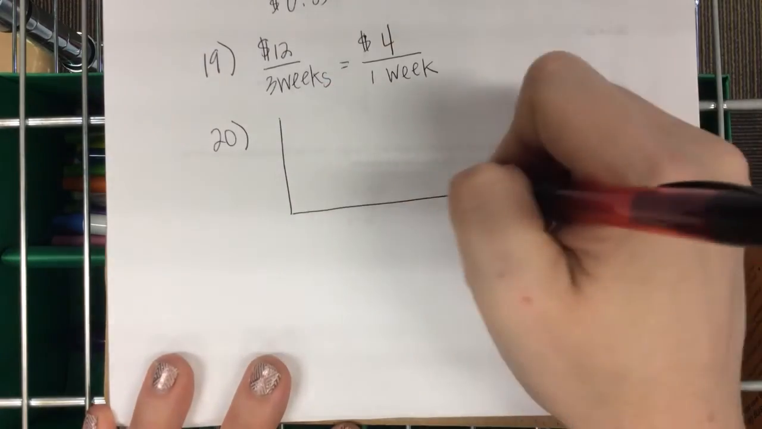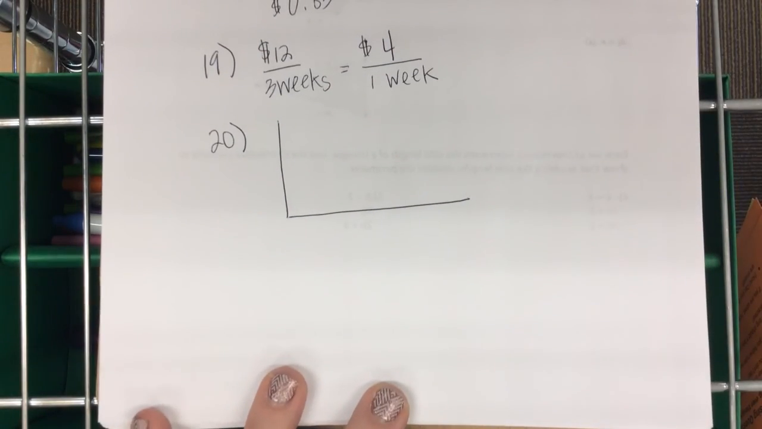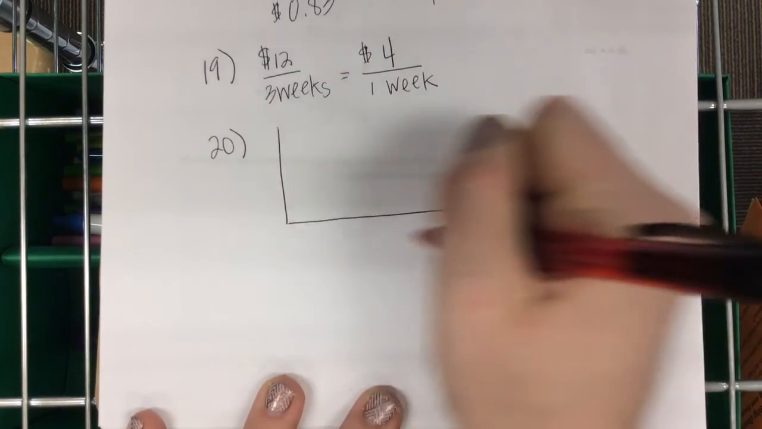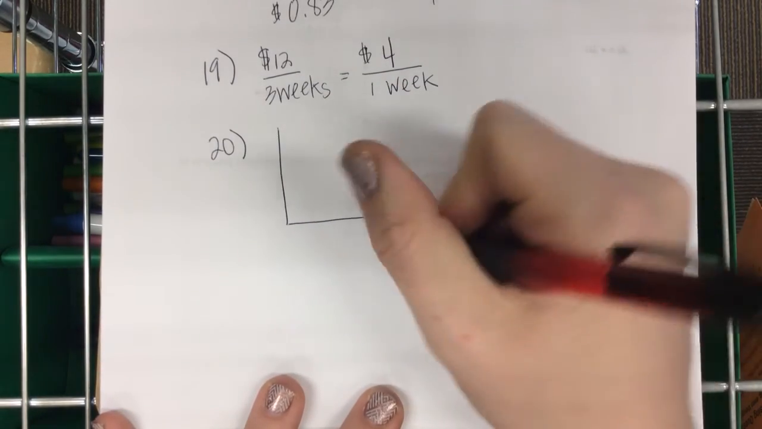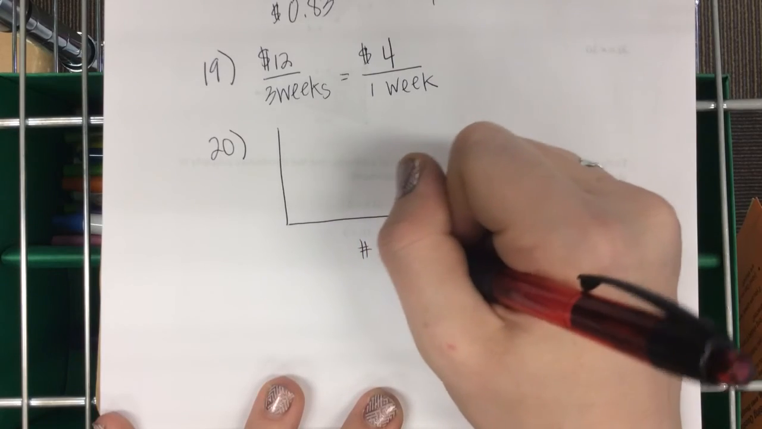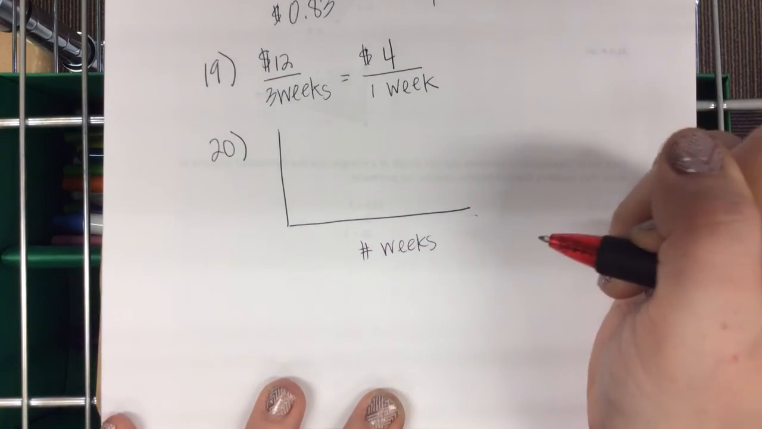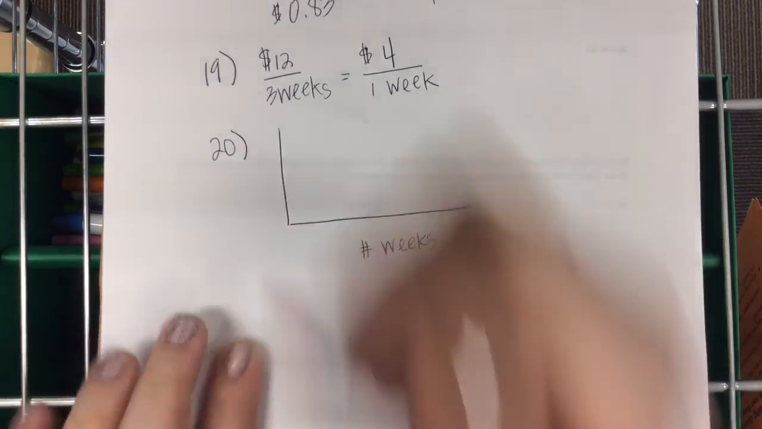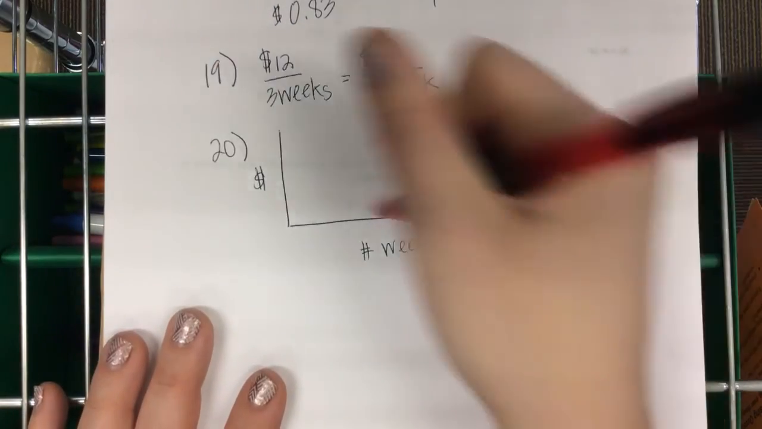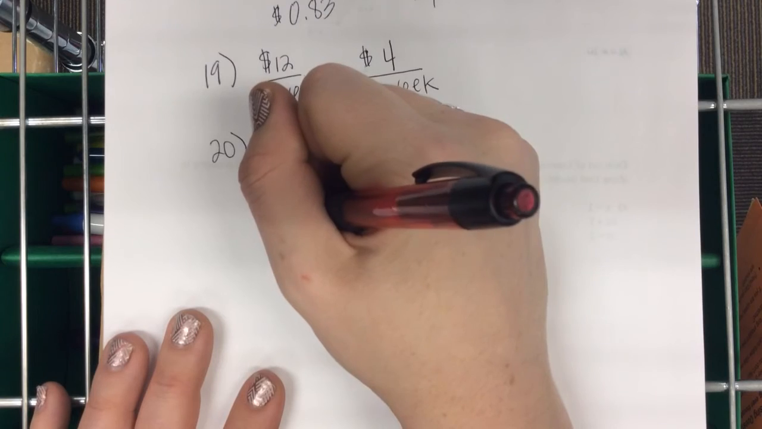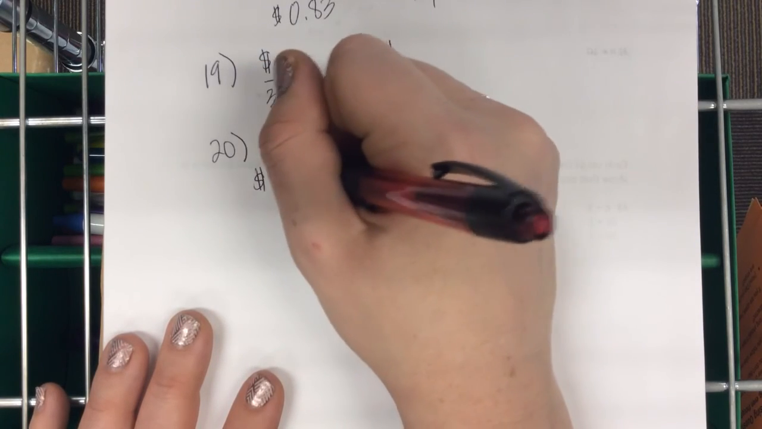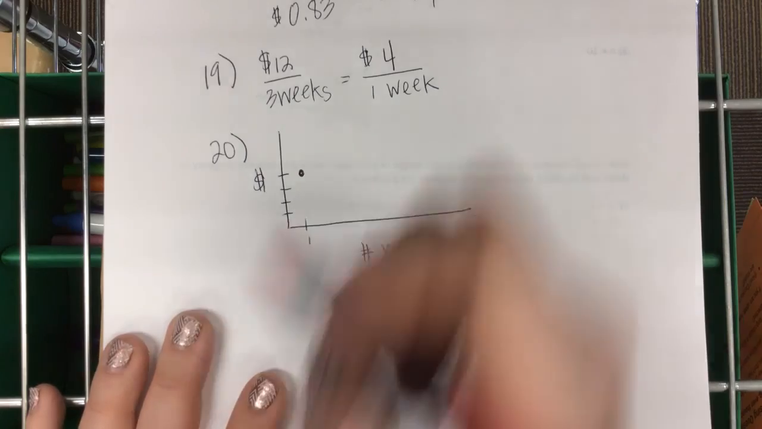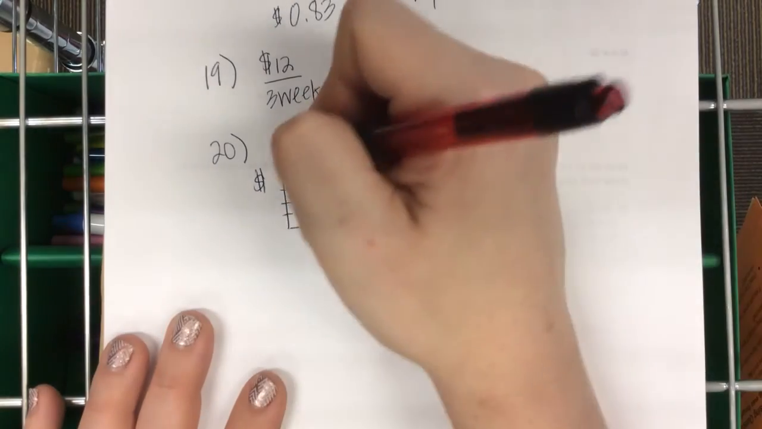If you want them to pay you $4 every one and you're raking the yard, they're like, no, I'm not paying $4. Okay, it said graph for number 20. What goes on the x-axis, do you think? The number of weeks. What goes on the y-axis? The amount of allowance. The money. So at 1 week, you're going to get $4. And at 2 weeks, you're going to get $8.